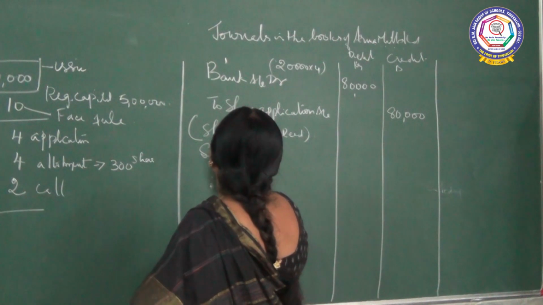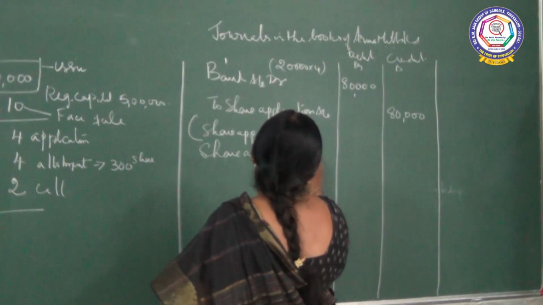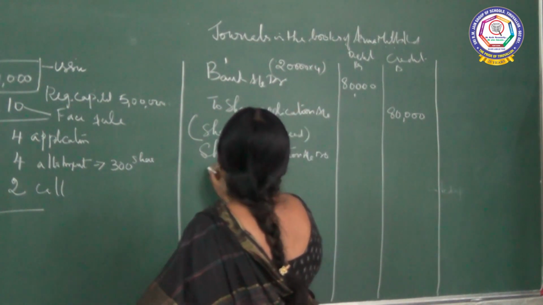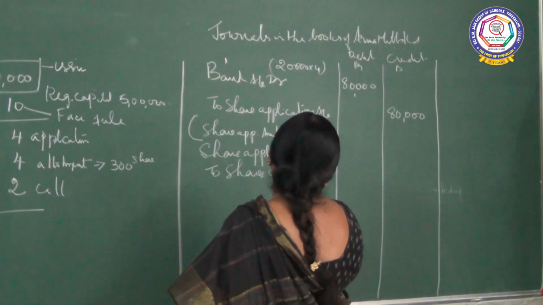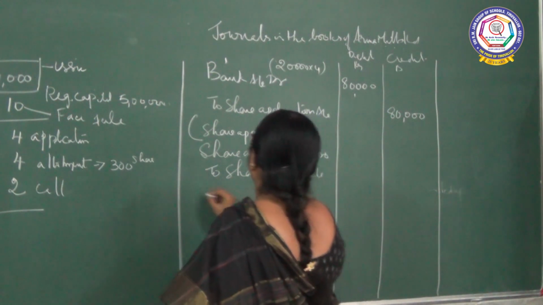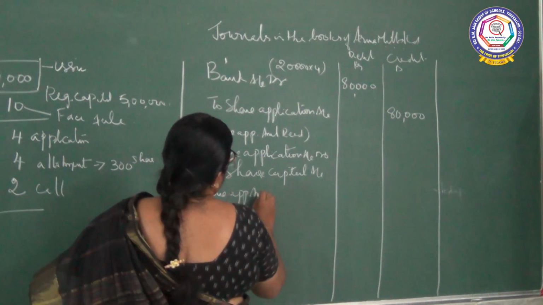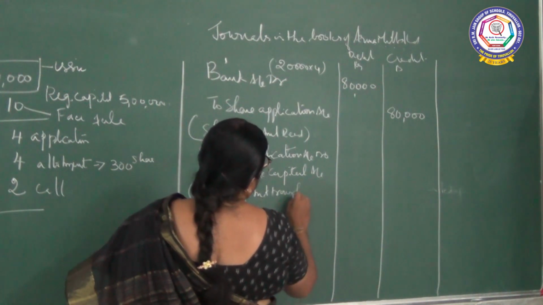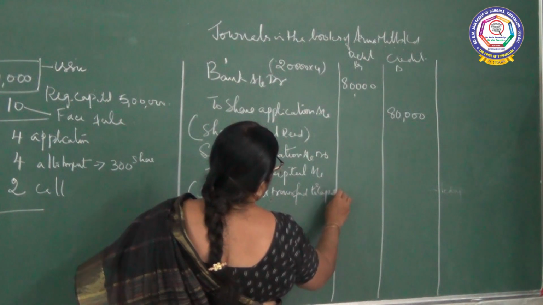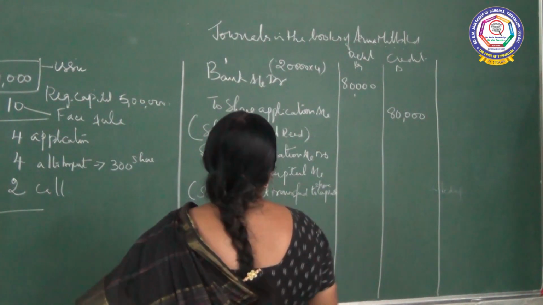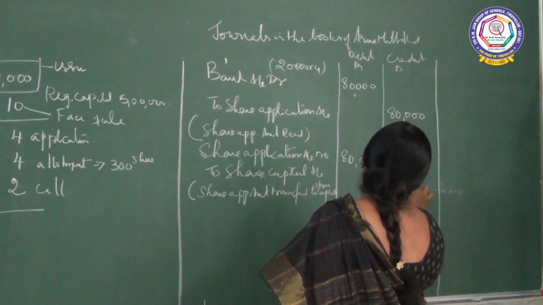Then you are going to transfer the application amount. Share application account debit to share capital. So being application amount transferred to share capital account. Okay, how much is going to be transferred? 80,000. The same amount is going to be transferred.